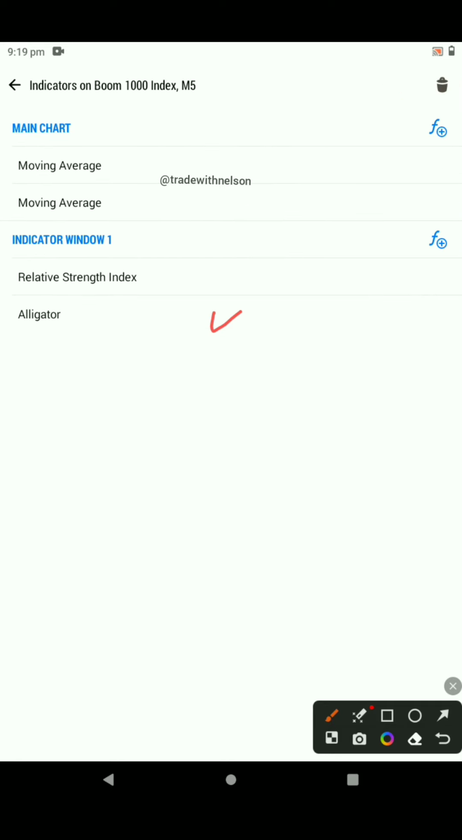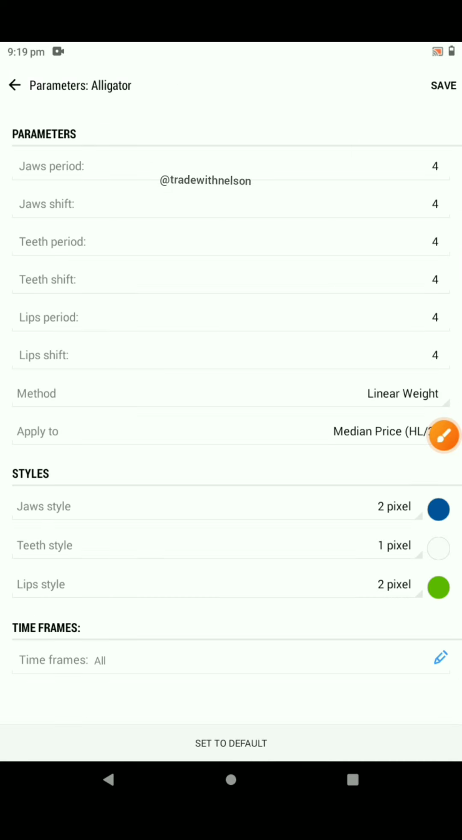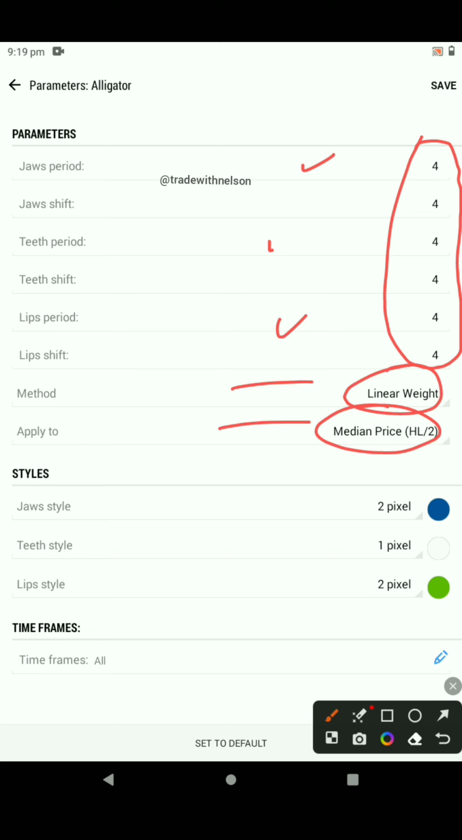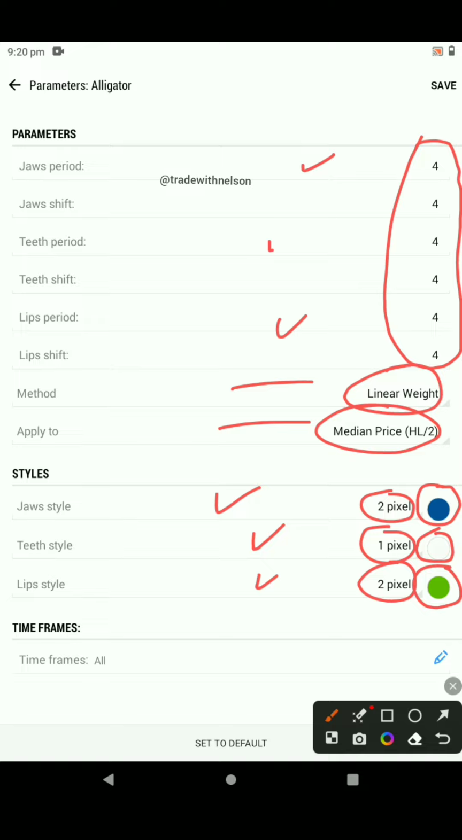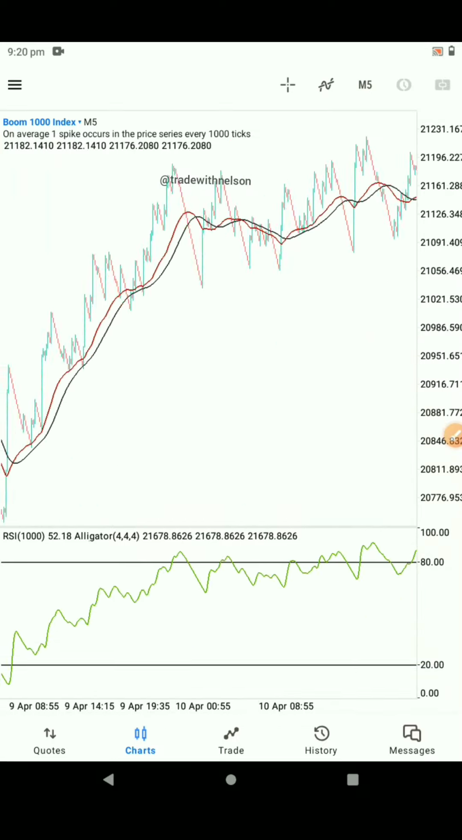For the Alligator indicator, click on the F icon on indicators window 1. Scroll down. This is Alligator. Click on that. Make all these ones to be 4, jaw, teeth, and the lips. Method, Linear Weighted, apply to median price. Make the jaw style to be 2 pixel and select color of your choice. Teeth style, make it 1 pixel and select color of your background. Lip style, make it 2 pixel and select color of your choice. After that, click on save. So if you follow my settings correctly, your chart should look exactly as what you see over here.